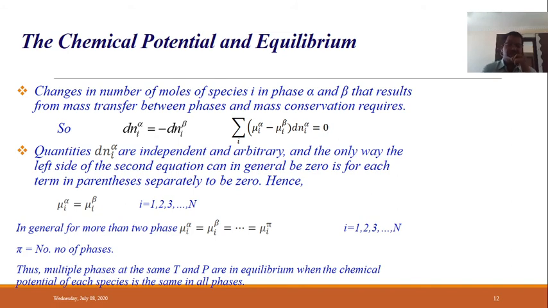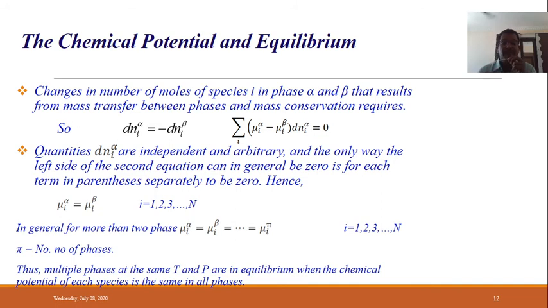In that we have seen that pi is the number of phases. So if the number of phases is pi, it is generalized as mu_i^alpha = mu_i^beta = ... = mu_i^pi. This is for multiple phases at the same temperature. No doubt temperature and pressure should be the same there. If you change temperature and pressure slightly, your equilibrium will shift, right? So for such cases, temperature and pressure should be constant.